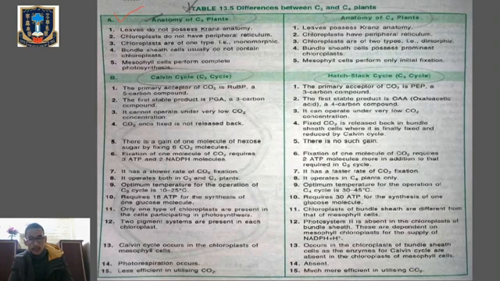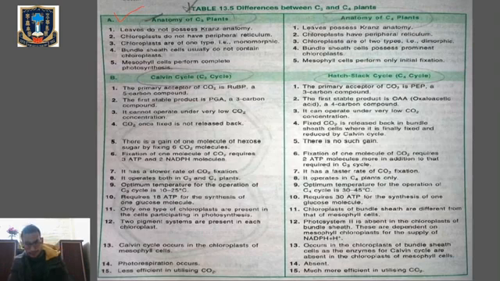Okay, now in C3 cycle there is gain of one molecule of glucose by fixing 6 carbon dioxide molecules, but in case of Hatch-Slack cycle or the C4 cycle there is no such gain. Fixation of one molecule of carbon dioxide in C3 cycle requires 3 ATP and 2 NADPH molecules, but in case of C4 cycle it requires 5 ATP molecules. Listen to this carefully. Clear? The C3 cycle has a slower rate of carbon dioxide fixation, but the C4 cycle has a faster rate of carbon dioxide fixation.